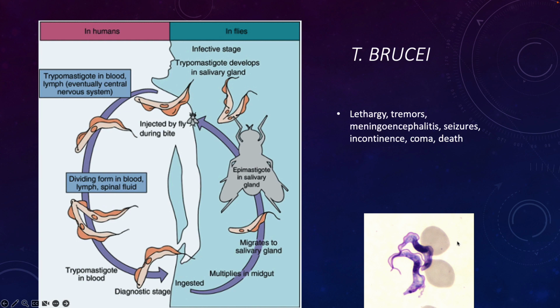And what you're looking at here is a blood smear. These are eukaryotic host cells, and then these are the parasites.